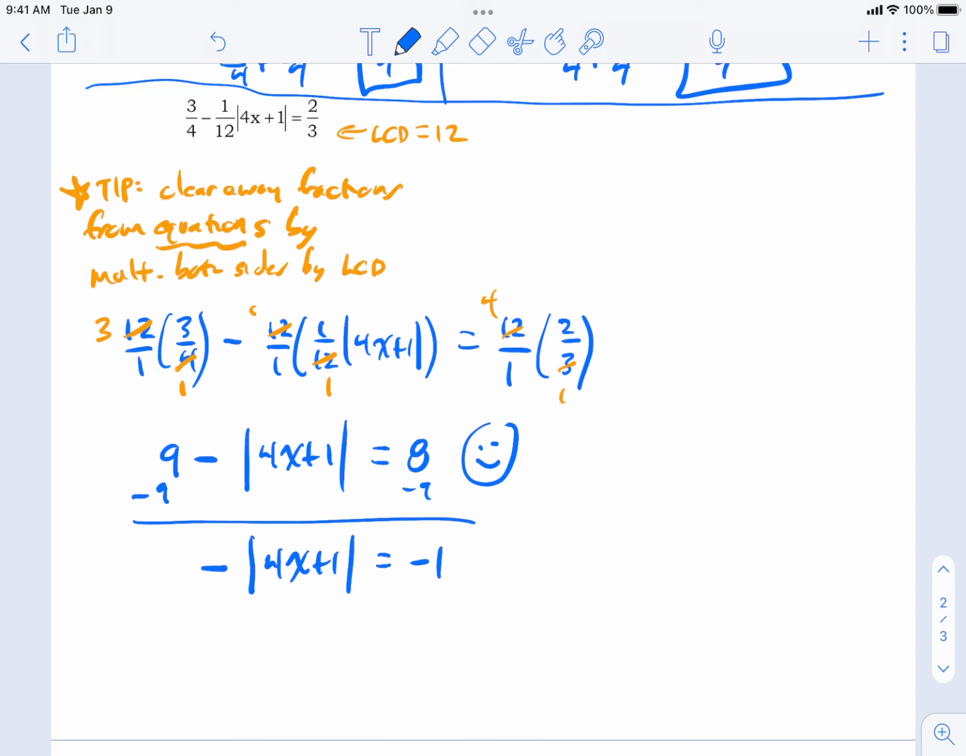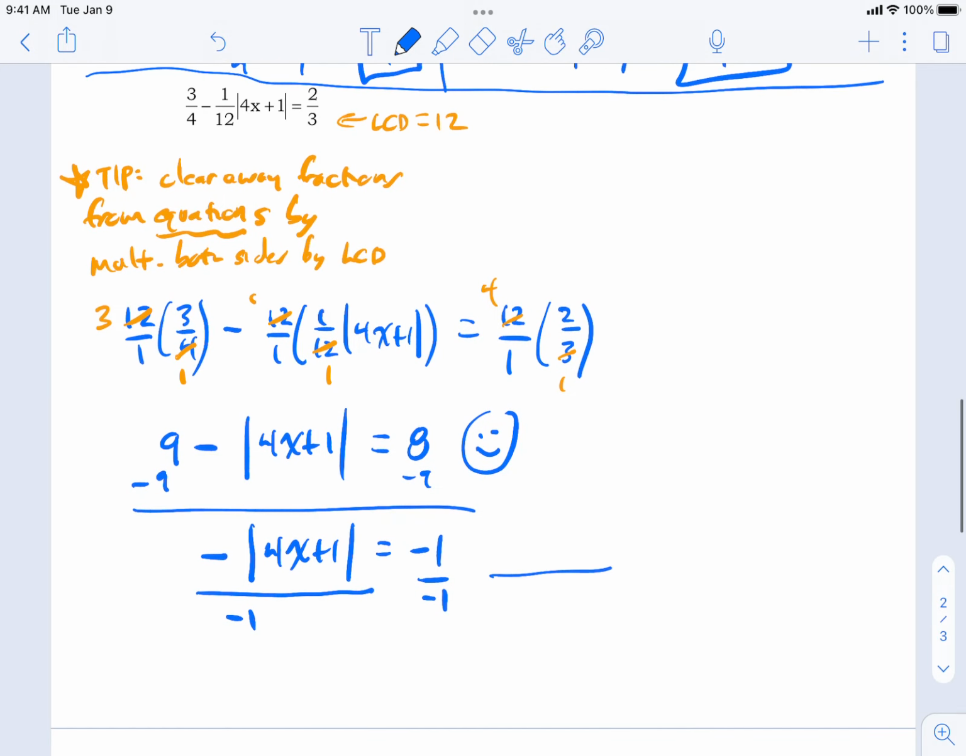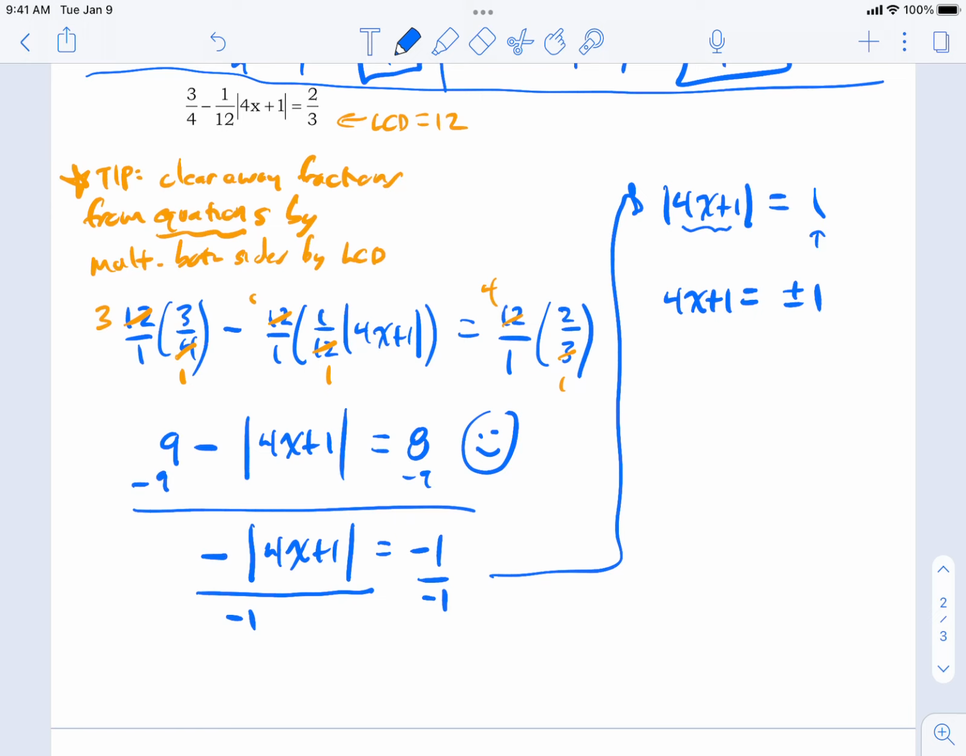Now, I still don't quite have it isolated because of that negative there, so I'm going to basically divide both sides by negative 1. So the negatives cancel on the left. I got the absolute value of 4x plus 1. On the right side, a negative 1 divided by negative 1 is a 1. And now we're at that situation where after I strip the sign off, it's a 1. So before I strip the sign off, it could be a plus 1 or a minus 1.